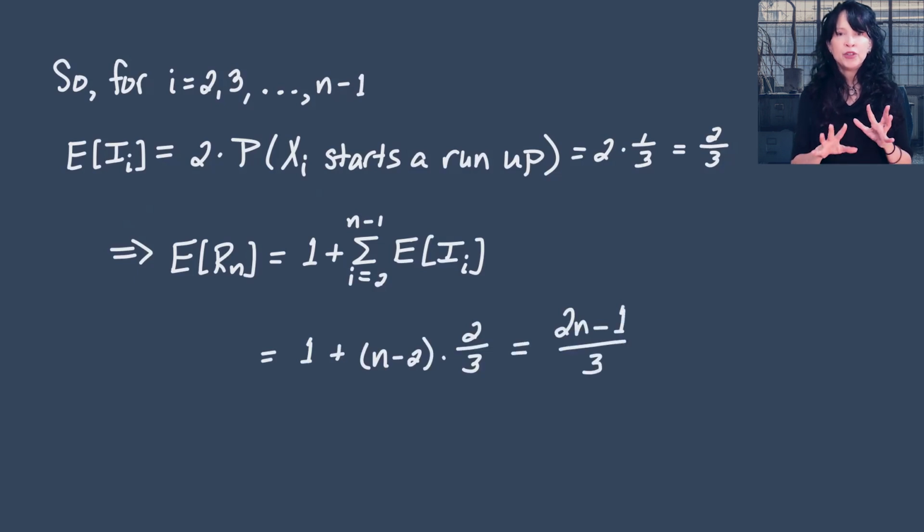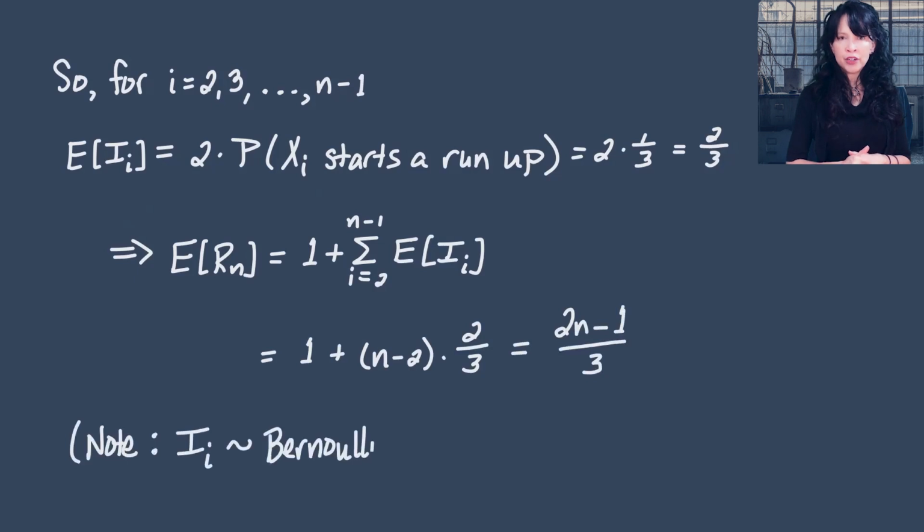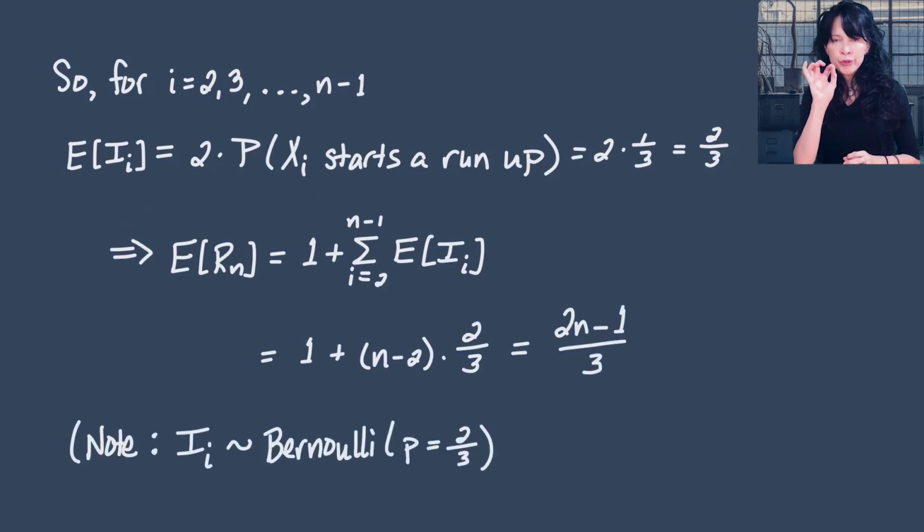By the way, this is going to be useful in a moment. Note that I sub i, this indicator random variable, is a Bernoulli random variable. The p for the Bernoulli, the probability it's equal to 1, is the same thing as the expected value for an indicator.